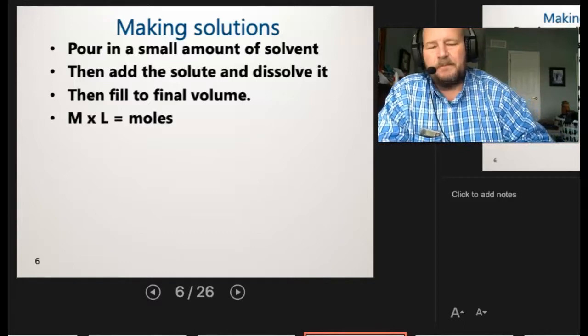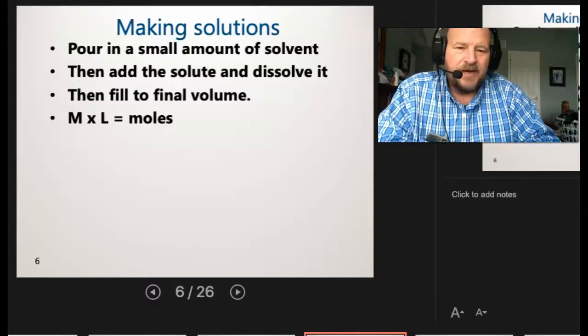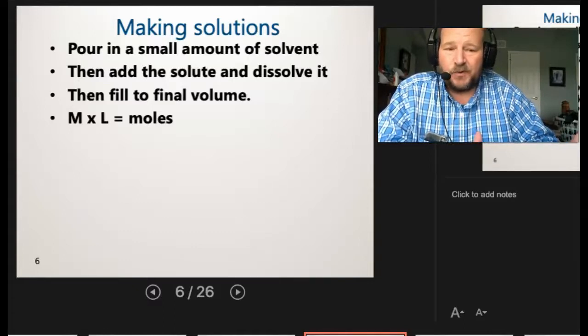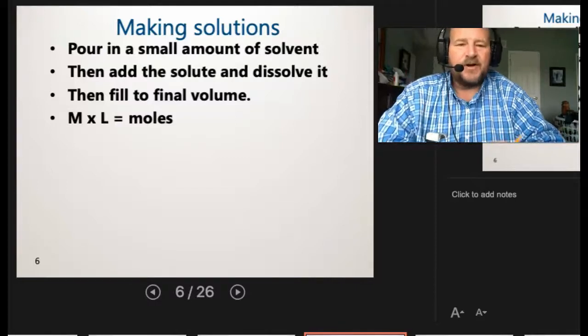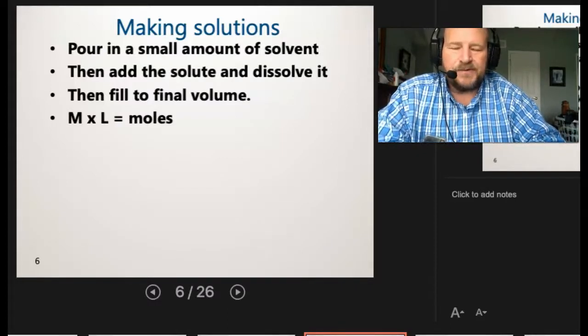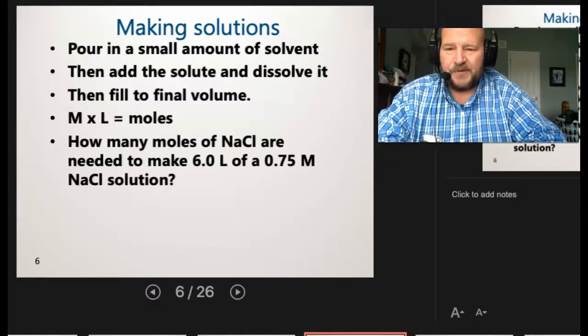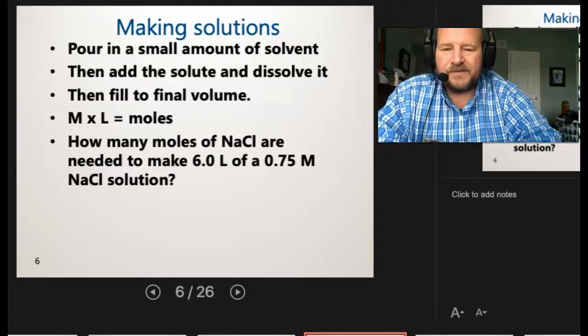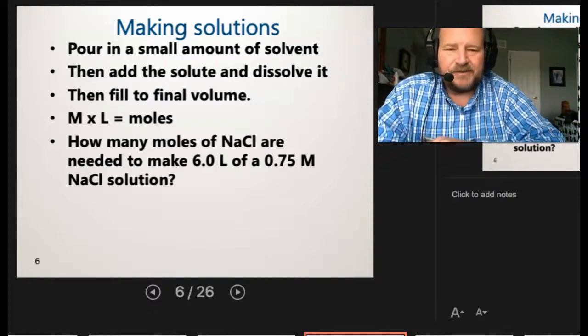So remember, molarity times the liters would then give me moles. And of course, I can do my reactions in moles, and that's why I would care about that. So I want to be able to calculate pretty accurately the moles and the volume. Now, questions on an exam, what would they look like? Well, how many moles of sodium chloride are needed to make 6 liters of a 0.75 molar NaCl solution?